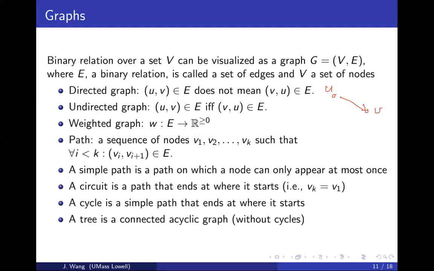Okay, so U to V does not imply V to U. So that's directional. And unidirectional will be without direction, right? So this is U, this is V. So if U is related to V, then of course V is related to U.